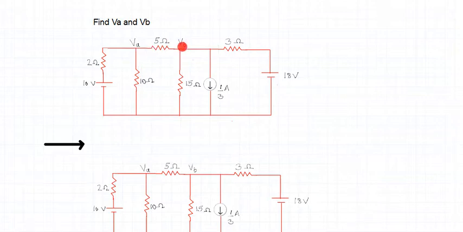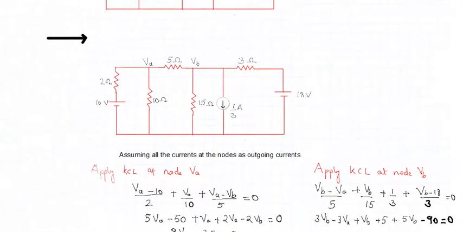So where is the reference node other than these two nodes? Definitely the reference node is this node, which is the ground of the network. So this becomes our reference node, with respect to which we will apply the nodal analysis to the node voltages VA and VB. With this, we'll start applying the nodal analysis to the given circuit.